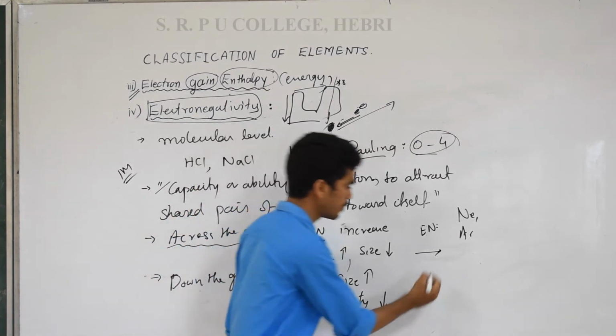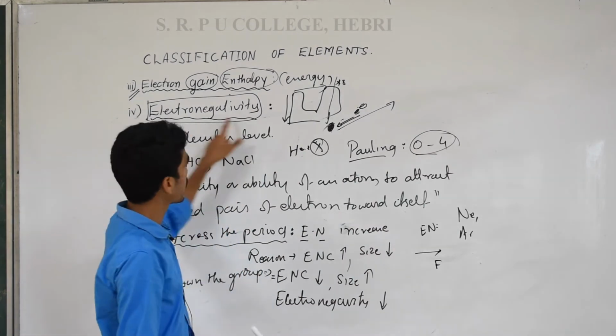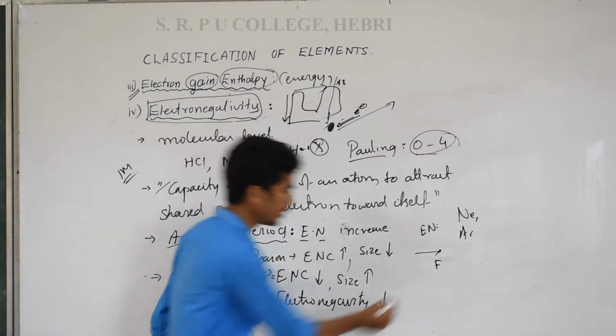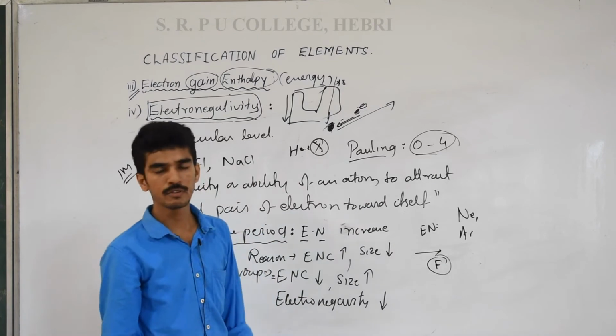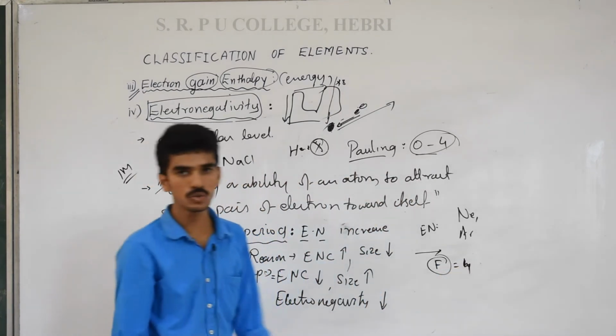In the 17th group, which is the first element? Fluorine is the first element. So electronegativity is highest for fluorine. The electronegativity value is highest for fluorine, and that value should be 4.